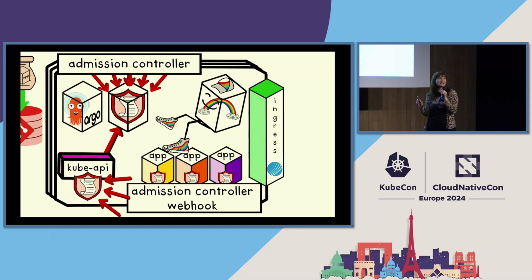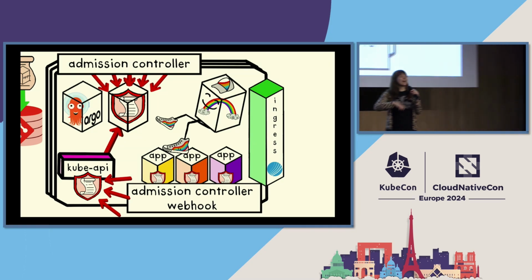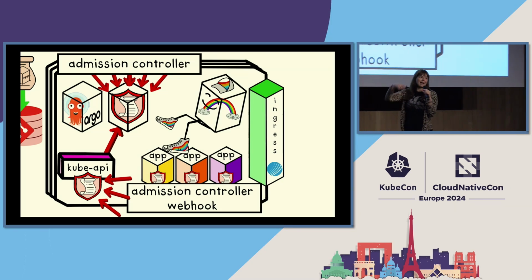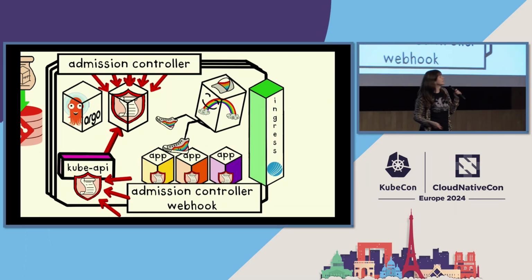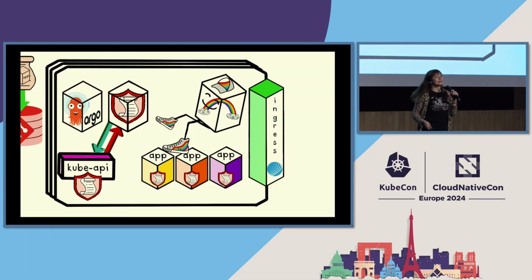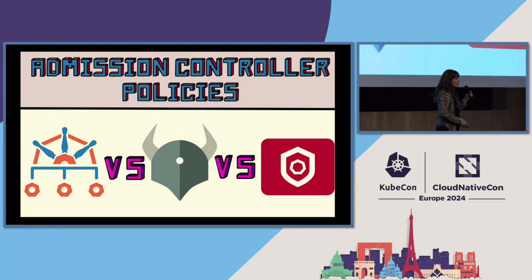The admission controller is a piece of software that's running, and if it's a validating admission controller, it's going to answer yes or no. If it's a mutating admission controller, it might change something about the resource. Either way, it's going to return a response, and then the Kube API is going to act in accordance with policy. So let's talk about our tools.